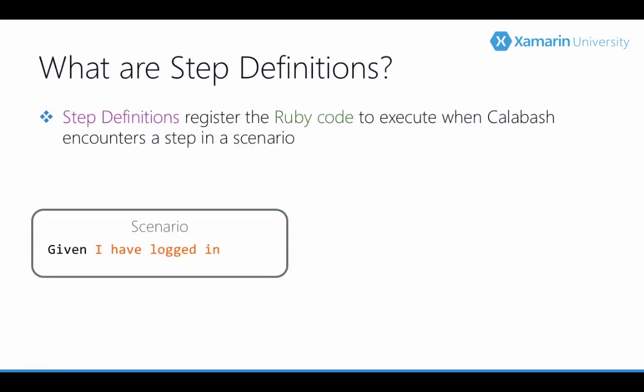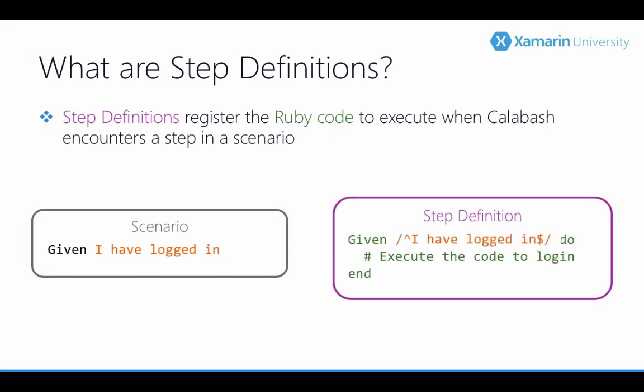Step definitions use the Cucumber API to register handlers for what happens when a step within a feature is encountered. And for every step you have in a scenario, there needs to be a corresponding step definition that contains what code to execute when it encounters a particular style of step. On the left-hand side, we have the step "Given I have logged in". And on the right-hand side, we've got the Ruby code that will be executed whenever Cucumber encounters that step.